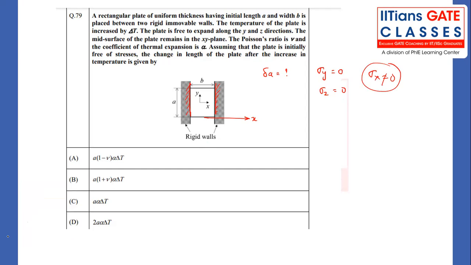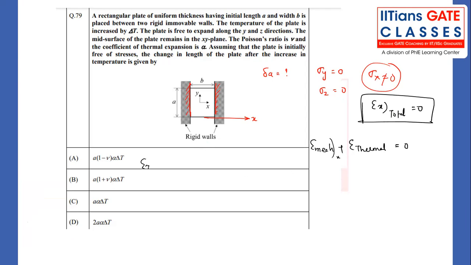We also know that it is a completely restricted case. So the total epsilon x will be 0. Total epsilon x, mechanical plus thermal both together, equal to 0. What is the mechanical strain in the x direction? Epsilon x equals sigma x by E minus mu into sigma y plus sigma z by E. The sigma y and sigma z terms are 0, so it is sigma x divided by E.